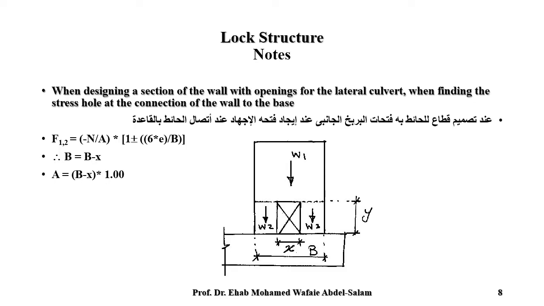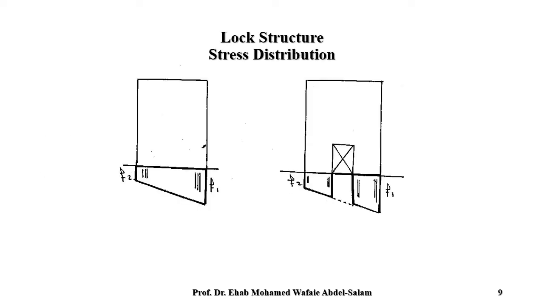When designing a section of the wall with an opening for the lateral culvert, when finding the stress at the connection of the wall to the base, F1 and F2, there is stress, there is B and X and A. This is the shape of the stress, F1 and F2. If there is a hole, something like that, it will be like that.